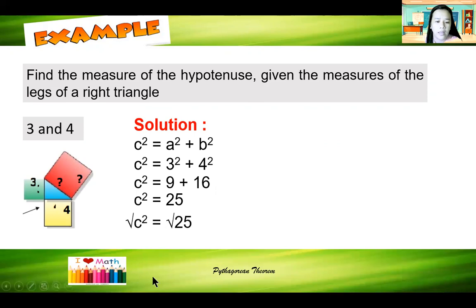Get the square root of both sides. So you have the square root of c squared is equal to the square root of 25. So you have c, the square root of 25 is 5. So our hypotenuse is 5.